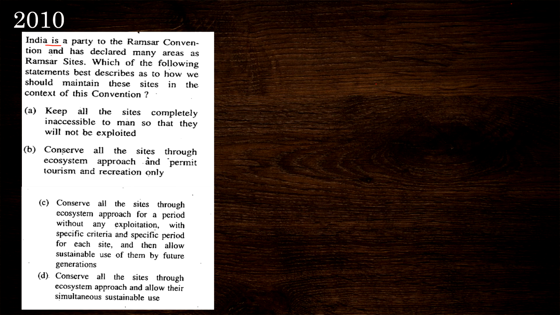India is a party to the Ramsar Convention and has declared many areas as Ramsar sites. Which one of the following statements best describes how we should maintain these sites in the context of this convention? Keep all the sites completely inaccessible to man so that they will not be exploited. This is not possible. Again, in the case of wetlands, we have seen that people venture in and out there, so this is not possible.